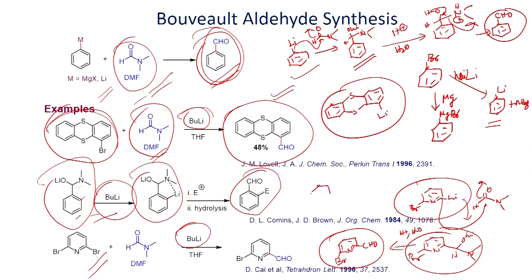For example, if we have anisole, you can try to react it with N-butyl lithium. So you can convert it into this. When you add DMF, you will have this, and when you do the acid workup, then you will be able to get the corresponding aldehyde.